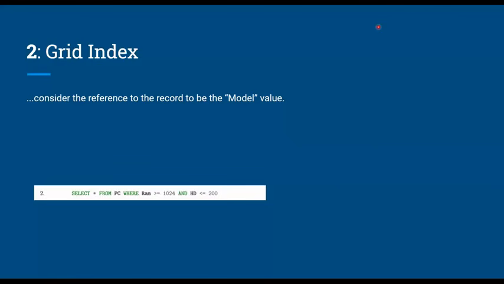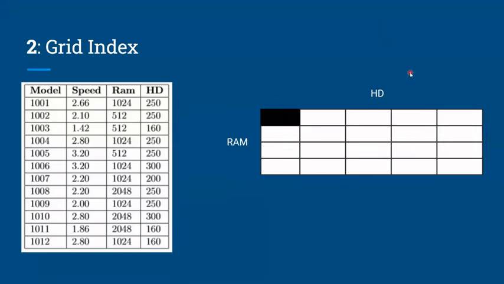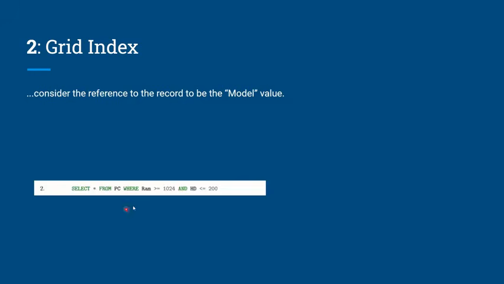Exercise number 2. We would like to construct a grid index on the SQL table that we have, considering the reference to the record to be here as well, the model value. And afterwards, we will be solving this range query right here. So to construct a grid index, we would construct a table in this shape on the right side. And in this case, we'd like to have our grid index on the hard drive and the RAM. Why? Because we'll be solving this query. RAM and HD are the search keys provided.